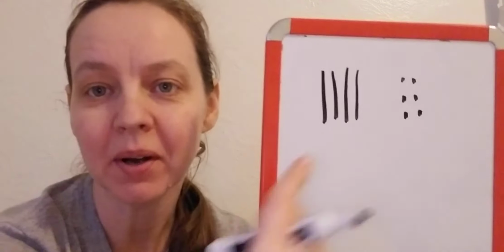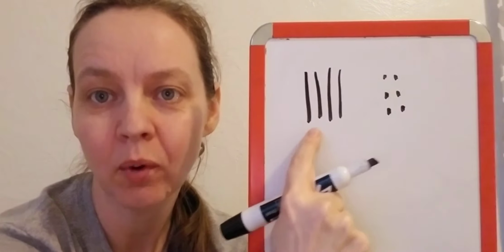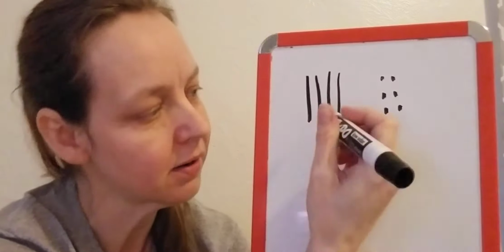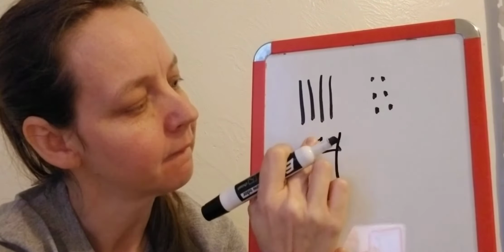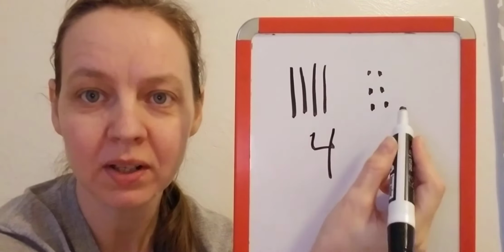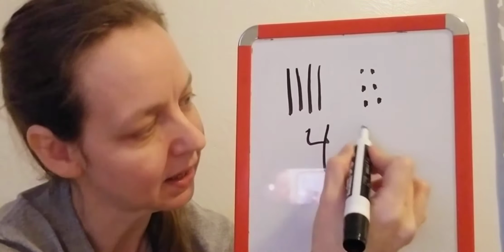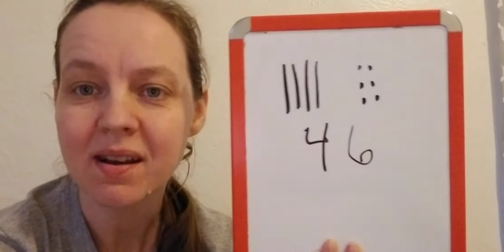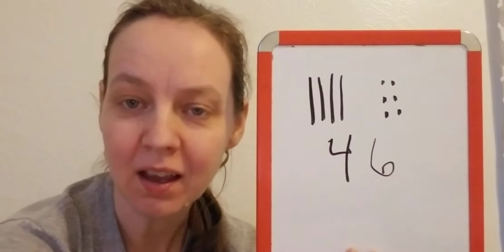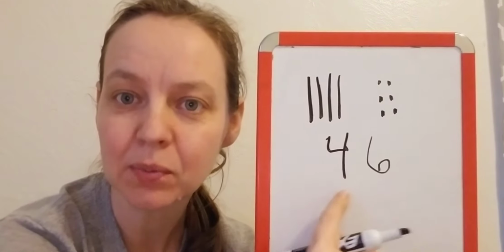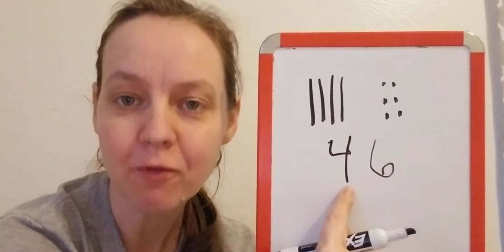All right, what's this number? How many tens do you see? 1, 2, 3, 4. Write a 4. How many ones do you see? 1, 2, 3, 4, 5, 6. What number is that? What number did we just make? 46, because when a number starts with 4, it's a 40. 46.